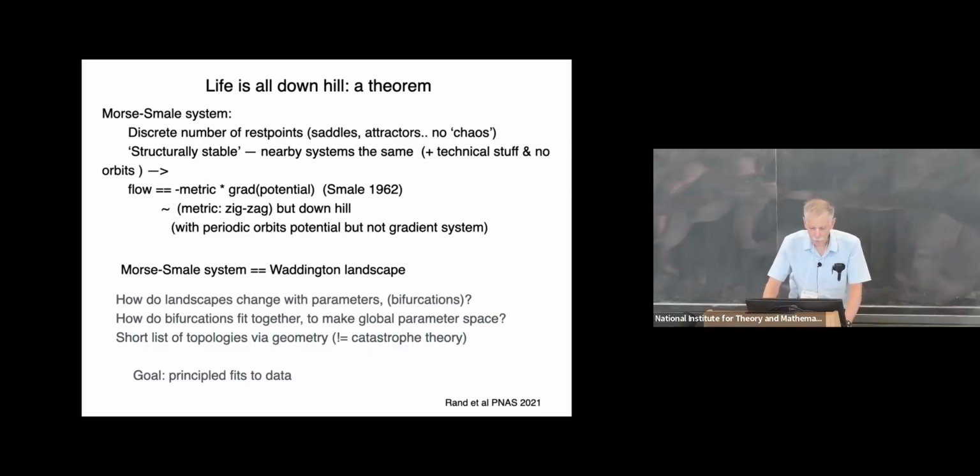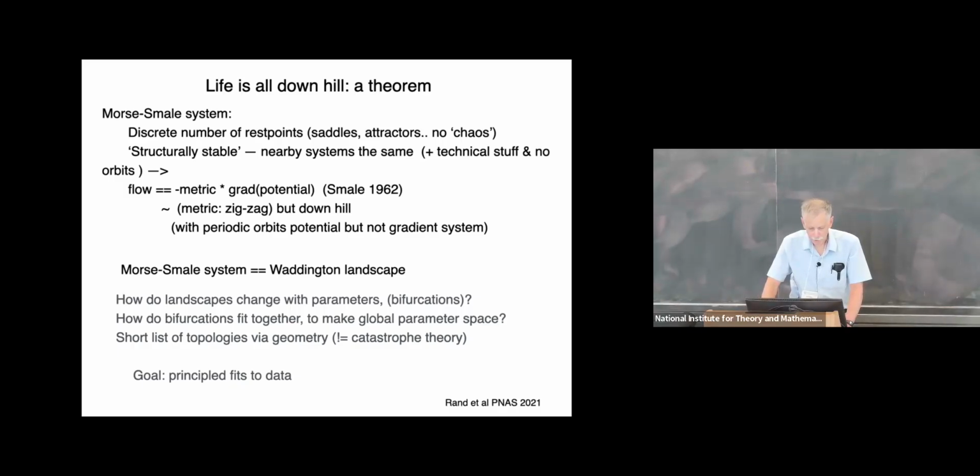When you allow periodic orbits in the Morse Smale system, it's of course no longer a gradient system, but there is still a notion of Lyapunov exponent, i.e. there's a notion of downhill, even though the flow is not the gradient of anything. So in this sense, I would say a Morse Smale system is like a Waddington landscape. Obviously, the mathematics is done for deterministic systems, not for real biological systems. And of course, whether this applies to real biological systems is a matter of fitting data and parameters.